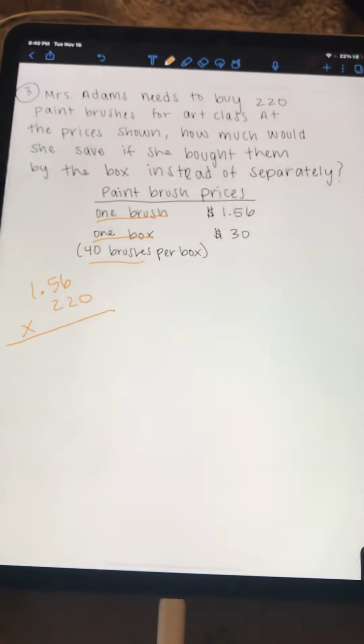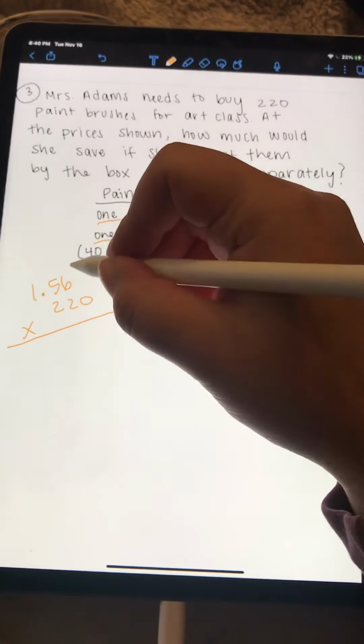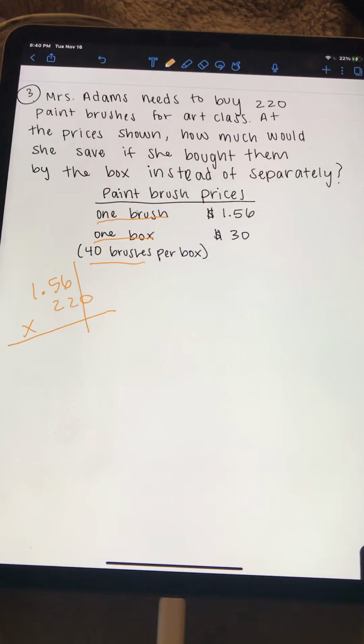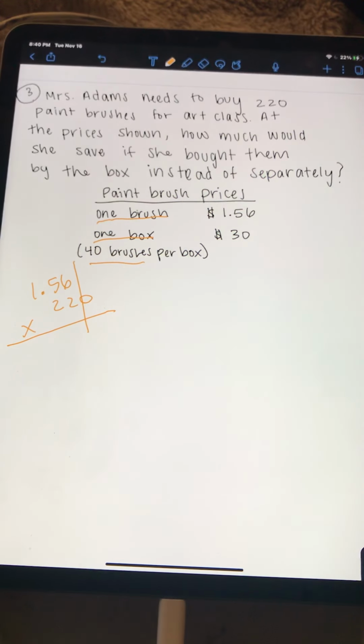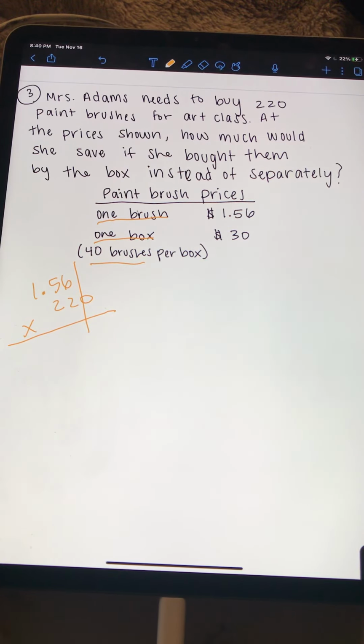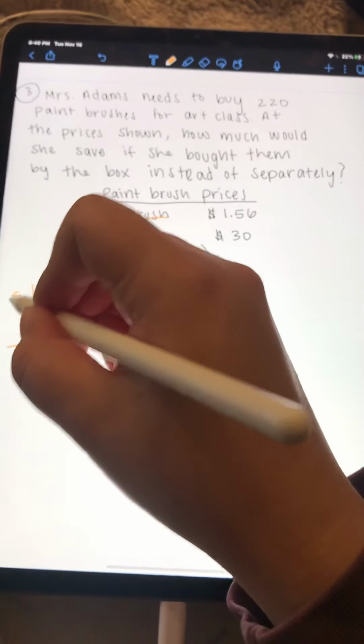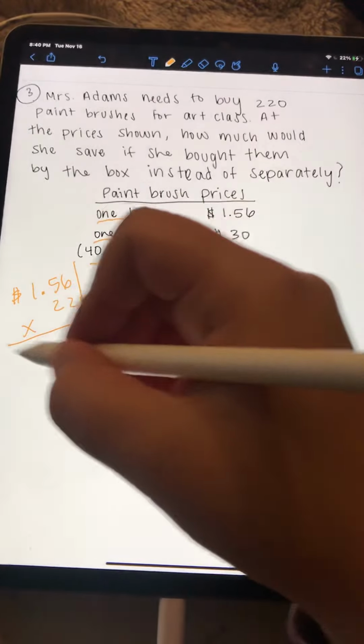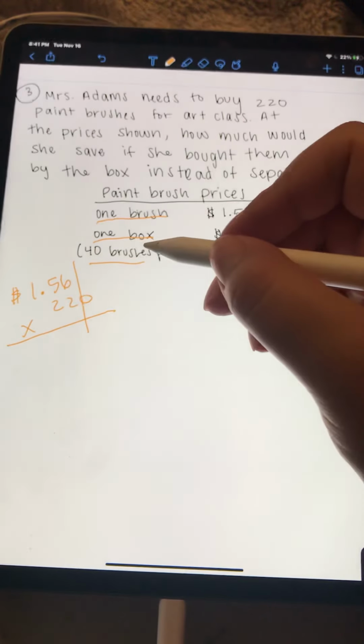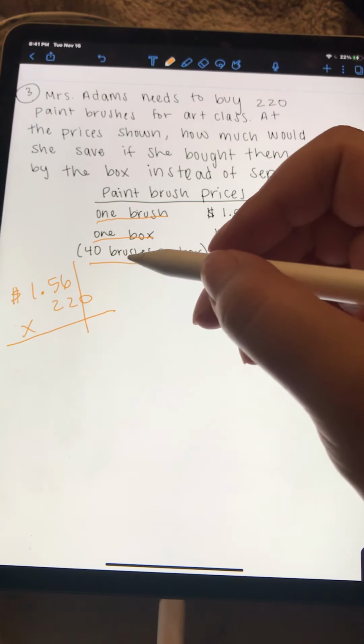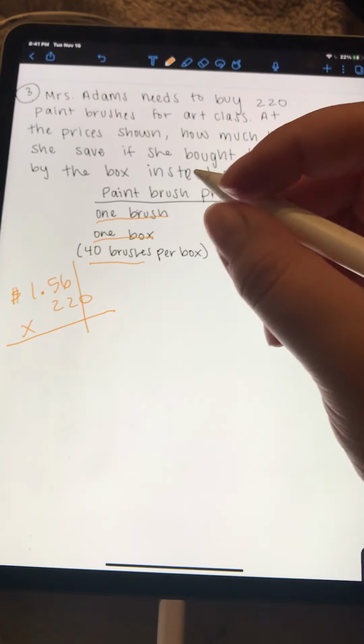1.56. And again, in this case, I would let the 0 dangle off, and we'll add that later on. And then I would do our multiplication, okay? And you know how to do that, so I'm not going to work through it all. So this multiplication I have set up right here is 220, the amount of paintbrushes she needs, multiplied by $1.56. So this would find the cost of buying them separately, okay?